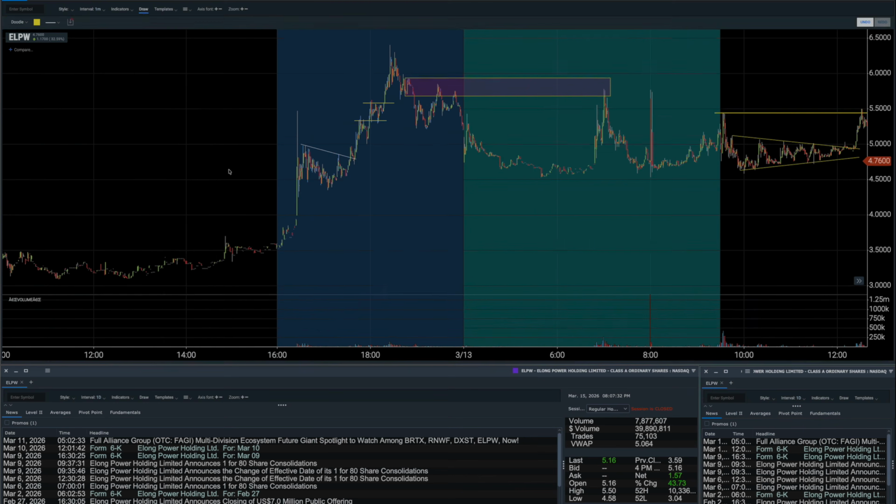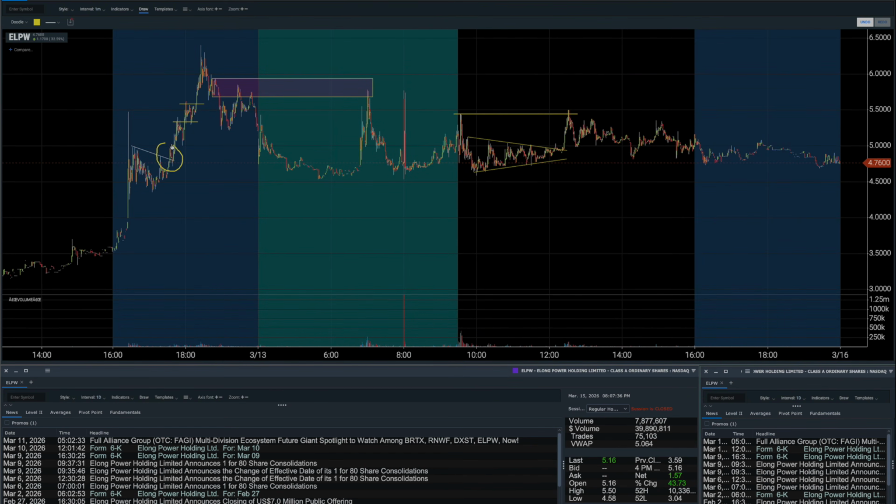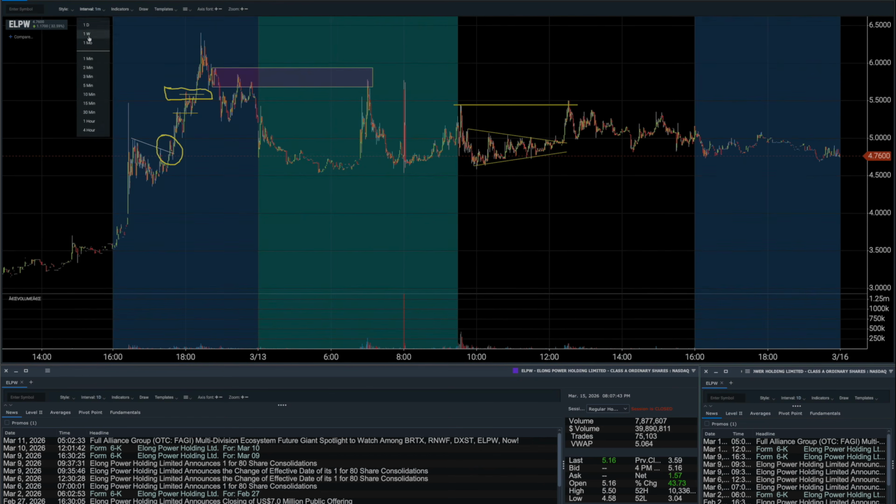Now let's talk about ELPW because this one was a really clean setup. I alerted this trade on March 12th at $4.71 and my initial target was $5.50. Now, the reason for that target was pretty simple.